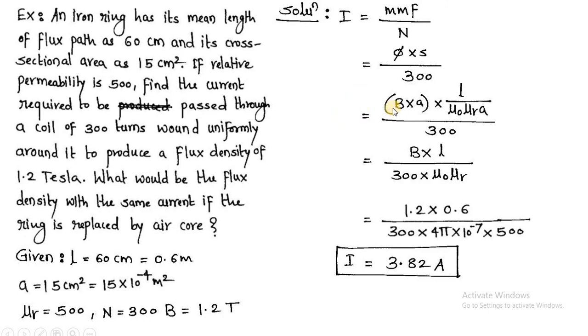I is equal to B into A into L divided by mu 0 into mu r into A into 300. So A will get cancelled. We will use this simplified formula. I is equal to B into L divided by 300 into mu 0 into mu r. Okay, I will repeat again. For the second part of the numerical, we are going to use the formula I is equal to B into L divided by 300 into mu 0 into mu r.